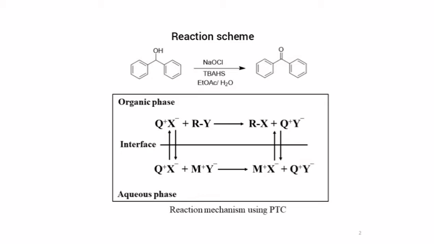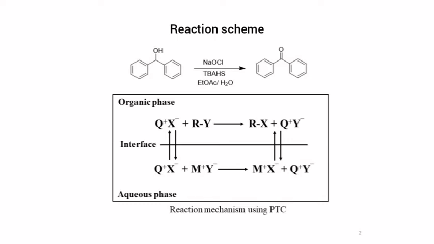Here, we are doing the oxidation using bleach in the presence of a phase transfer catalyst, or in short, PTC. PTC is a catalyst that facilitates the migration of a reactant from one phase to another phase. Thus, the reaction is made possible by bringing together the reagents which are originally in different phases.